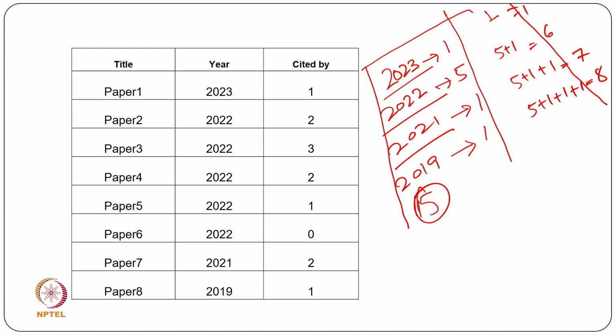This was our data set. Until now we have discussed only this single variable. Now this is our second variable, citations. In 2023 we have one paper which received one citation. In 2022 we have five publications which received citations 2, 3, 2, 1, and one paper received no citation. In 2021 one paper received 2 citations. In 2019 there is one paper which received a single citation. Now we will include this second variable also.